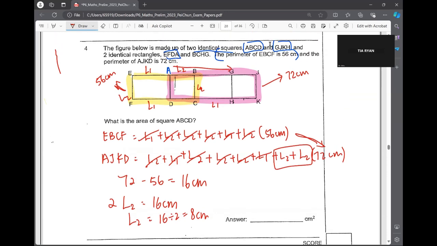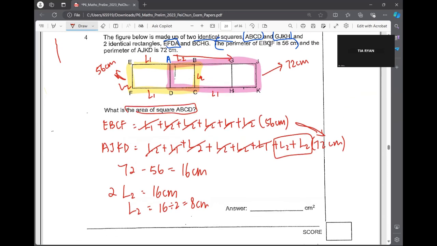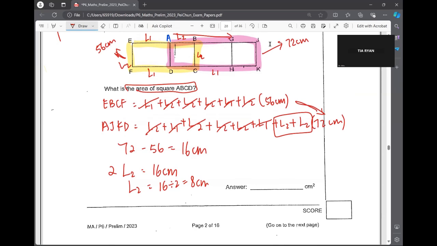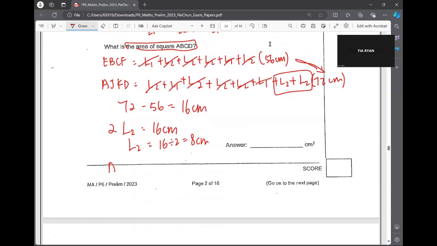So we are finding the area of the square ABCD, and that is 8 cm by 8 cm. Agree? How do I find the area? I'll just take area of square equals 8 times 8, which is 64 cm squared. And this is the answer to this question.